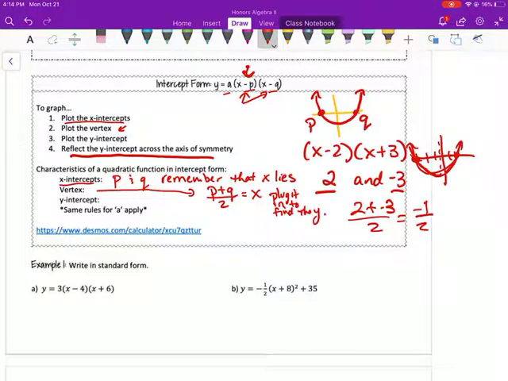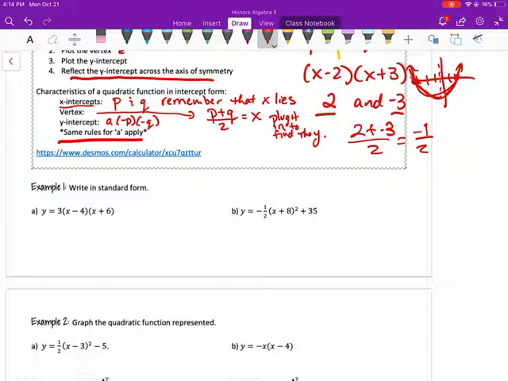All right, y-intercept, you take your a times your negative p times your negative q. You just take the constants and multiply them together. A times negative p times negative q, that gets you the y value. Same rules apply for the a. No big change. You just move over 1, and then you go up or down depending what a says.